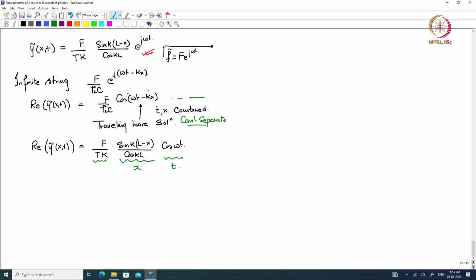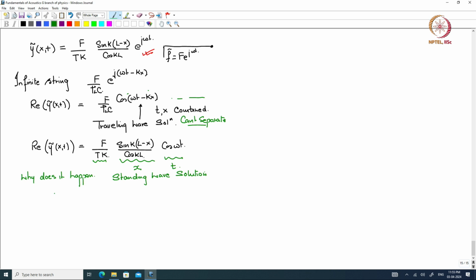So now why does this happen? First of all, this is called a standing wave solution. Standing wave solution. Why a standing wave solution?